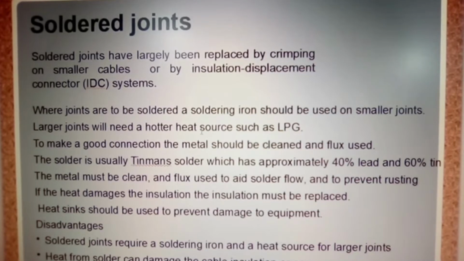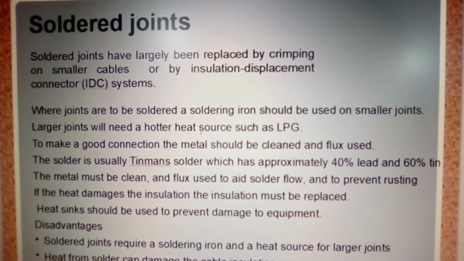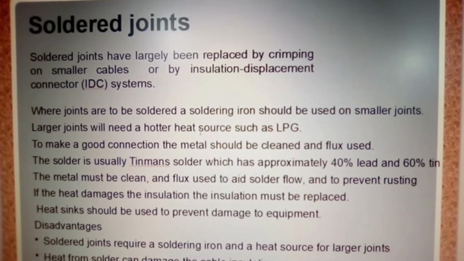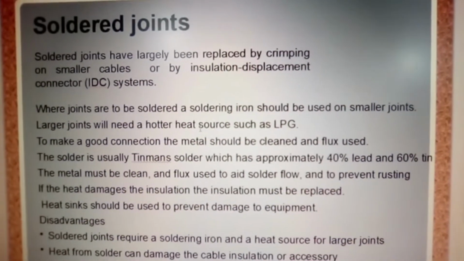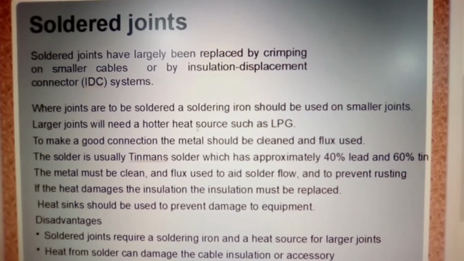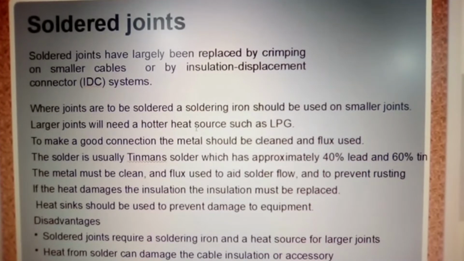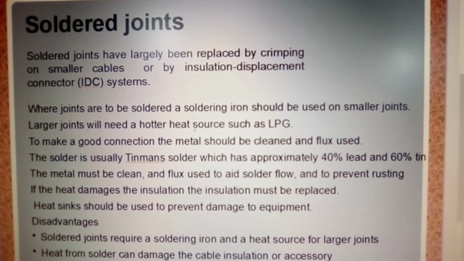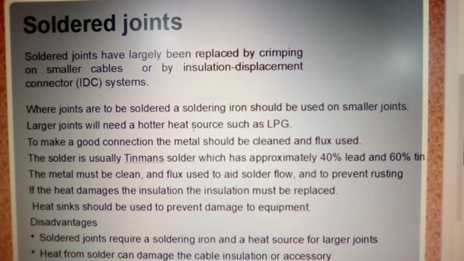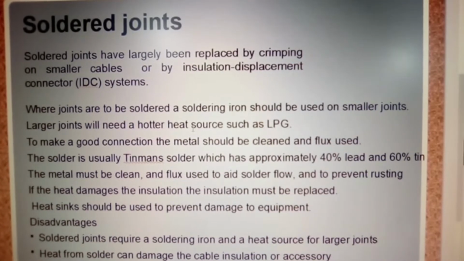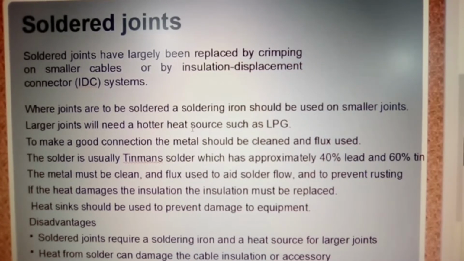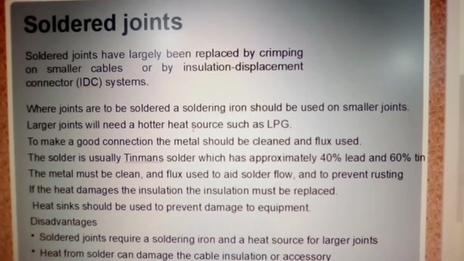The solder is usually tin man solder, which has approximately 40% lead and 60% tin. The metal must be clean and flux be used to aid solder flow and to prevent rusting. If the heat damages the insulation, it must be replaced. Heat sinks should be used to prevent damage to equipment. Disadvantage: solder joints require a soldering iron and a heat source for larger joints. Heat from solder can damage the cable insulation or accessory, and on large cables short circuit current may damage the joint or even melt it.